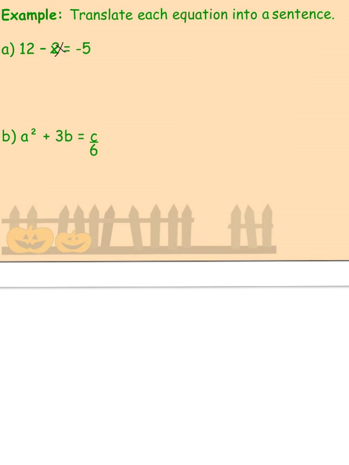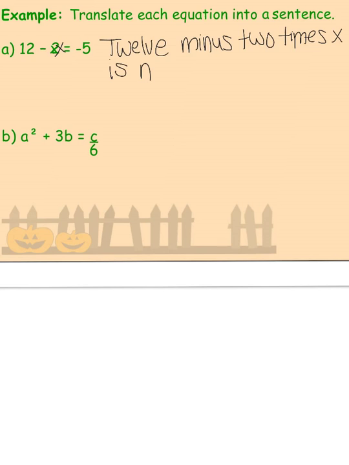So as we read this, we're going to write it exactly as you would read it. So you would say 12, and we're going to spell out the words, each word. So 12 minus 2 times, you could say a number. Most students will say times x is negative 5. Oops, that's negative. So you just took that equation and wrote it into a sentence.